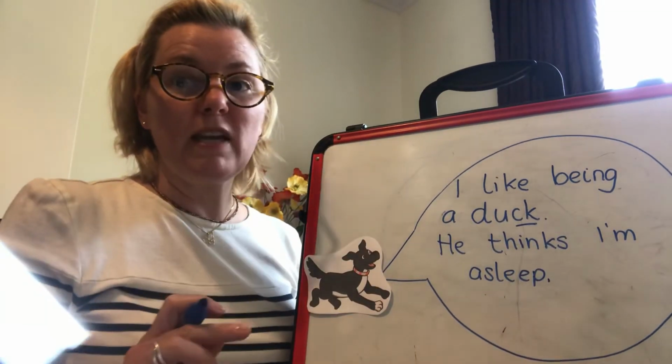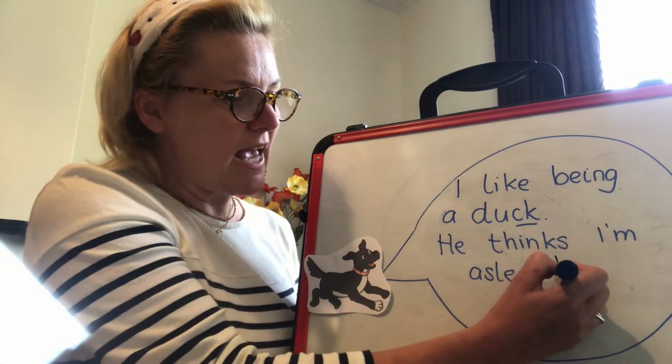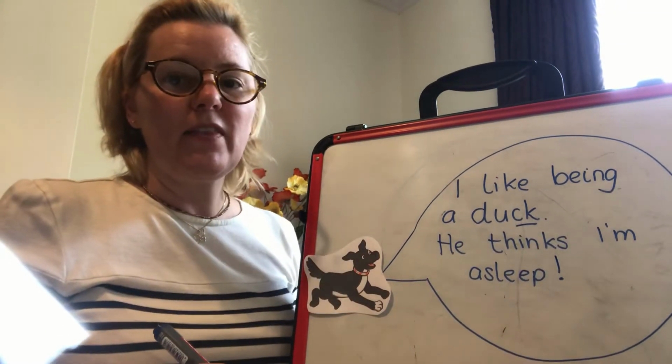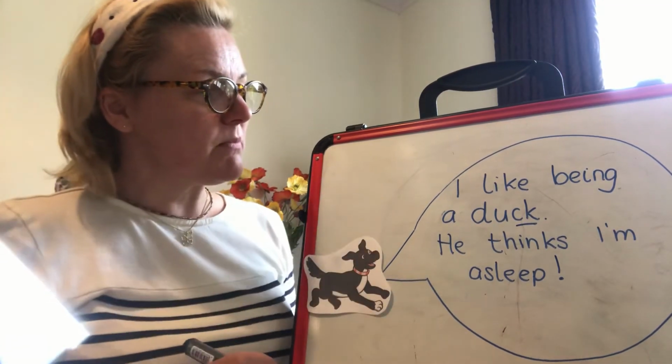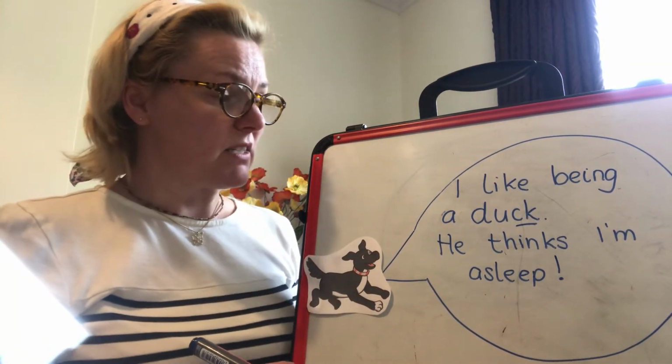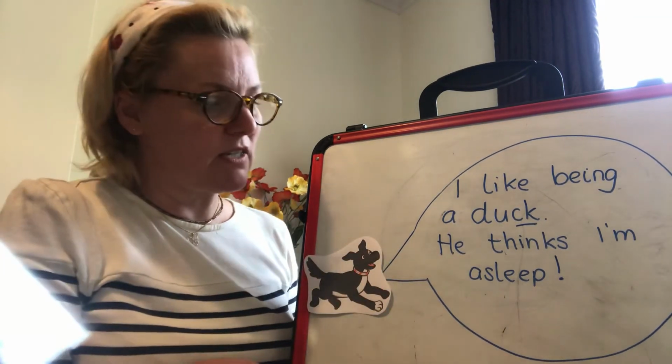Now if you want to make it an exciting thing, you can rub out that full stop and put what's called an exclamation mark, and that shows me he's saying it in a very excited voice. So he might be saying, our little dog, I like being a duck. He thinks I'm asleep! And that adds a bit of expression to our reading as well.